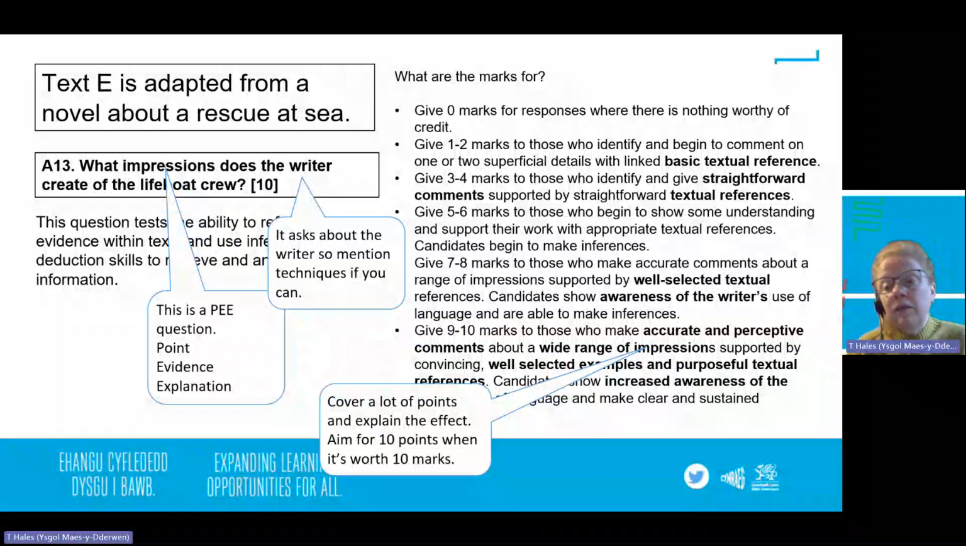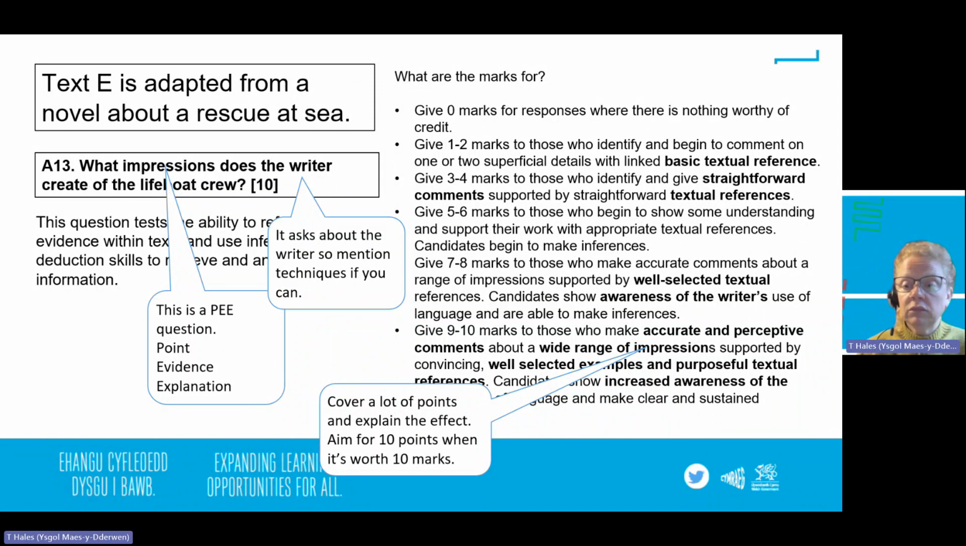You need to mention techniques if you can. So if there are techniques in the piece as you're reading it, mention them. If there aren't techniques, don't try and mention something and say it's not there. We're not looking for you to just technique spot, but you're meant to be talking about the effect of those techniques, explaining what effect that creates.